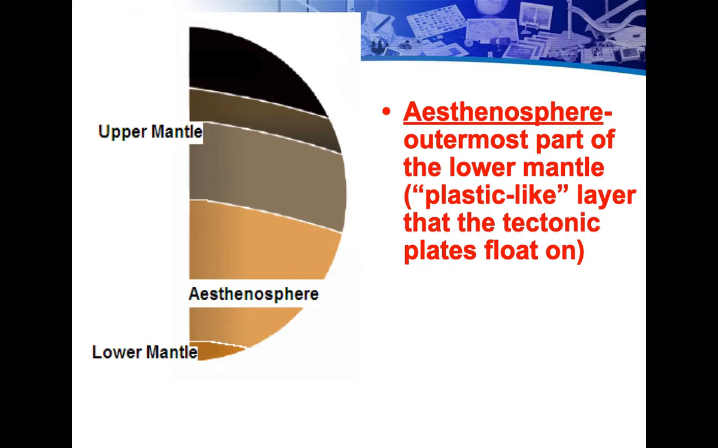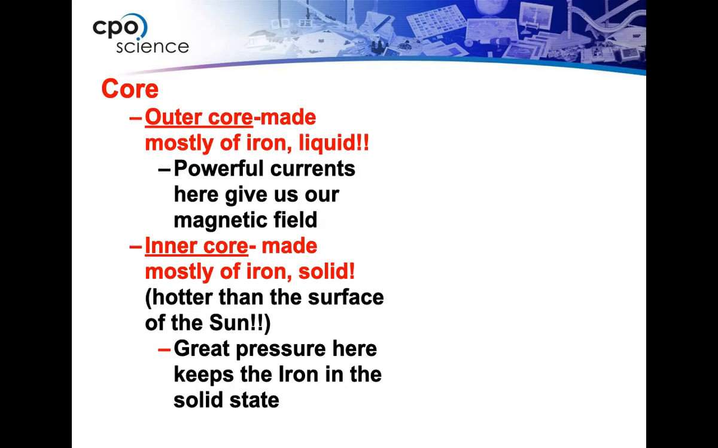It's plastic, it flows. So now you have this great condition where you have these hard tectonic plates sitting on something that's already a little bit floaty, mushy, plastic, and now you have this great scenario that really helps these tectonic plates move on top of Earth's crust. So the asthenosphere is the outermost part of the lower mantle. It's plastic-like, and it's what the tectonic plates float on.